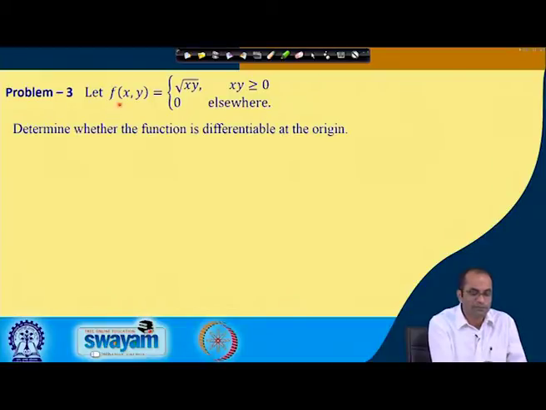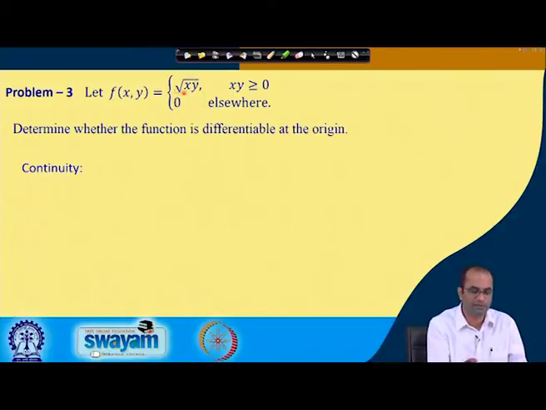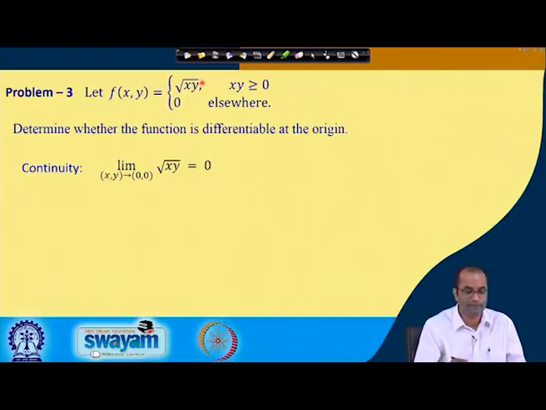Another problem here: we take f(x, y) equal to the square root of xy when the product xy is greater than or equal to 0, otherwise there will be a problem in the definition, and 0 elsewhere. We will determine whether the function is differentiable at the origin or not. The continuity of this function is again simple, because when (x, y) goes to (0, 0) from any direction, this will go to 0 and the function is also defined as 0 at the origin.